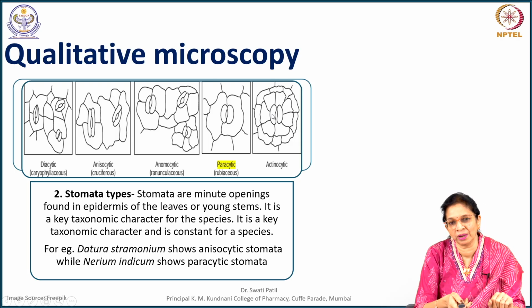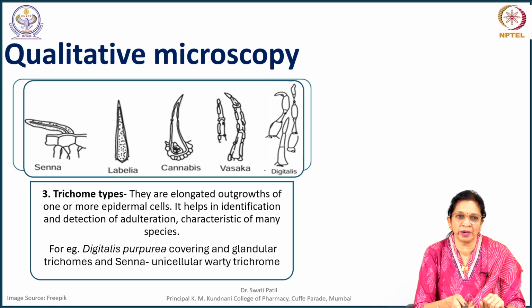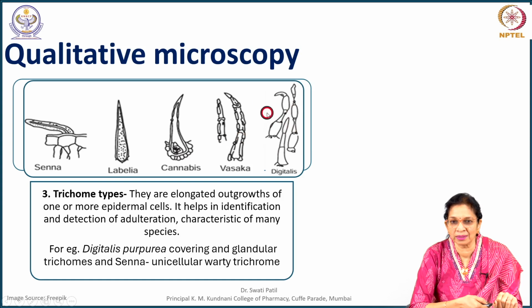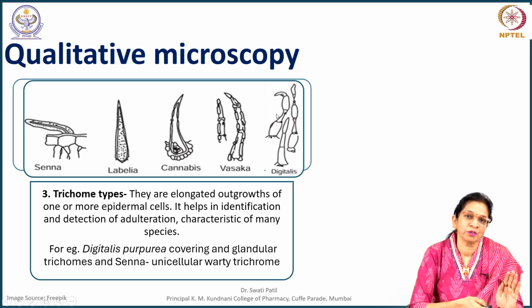So, we can identify a herb depending on the kind of stomata, depending on the kind of trichome, whether it is unicellular, whether it is multicellular. This is trichome of digitalis where one cell in the center is collapsed. This is multicellular covering trichome, specially present in case of digitalis. But such type of trichomes are these days seen even in Datura. So, how do we identify Datura and digitalis?